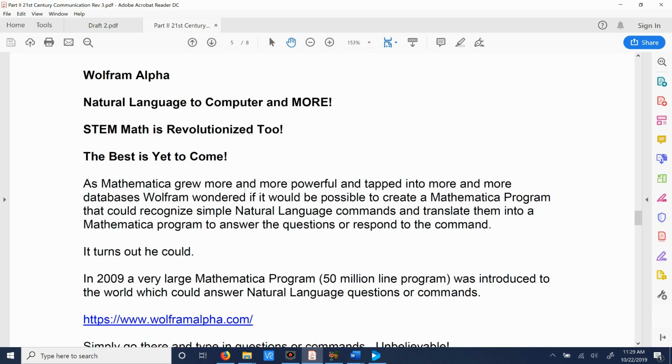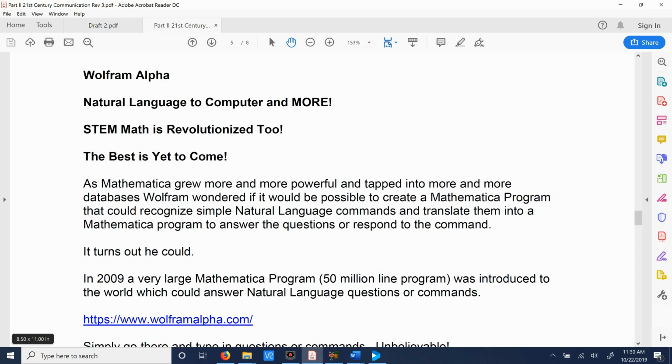As Mathematica grew more and more powerful, and it tapped into more and more databases, Stephen Wolfram wondered, would it be possible to create a Mathematica program that could recognize simple natural language commands and translate them into a Mathematica program that could then answer the questions or respond to the natural language command? He wondered if that could be done. He's actually somewhat dubious it could be done, but he went to work on it in the early 2000s, and it turns out it could be done.